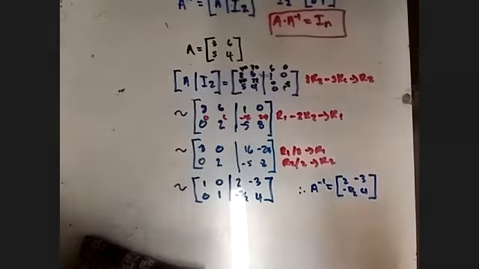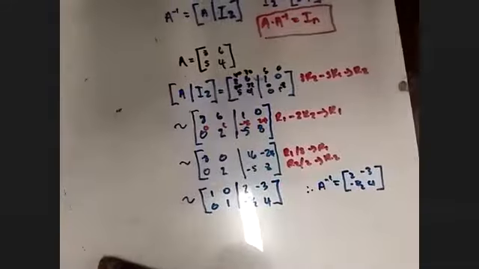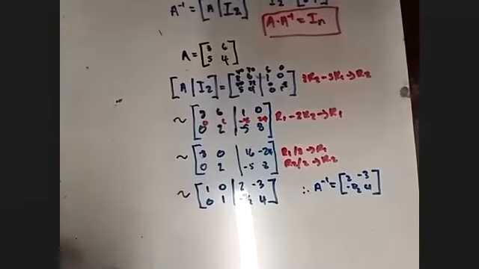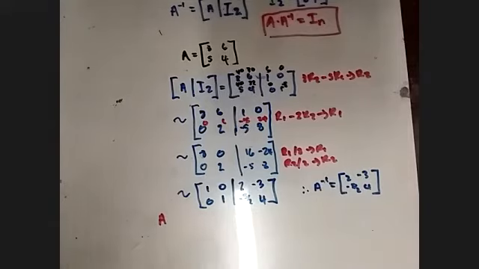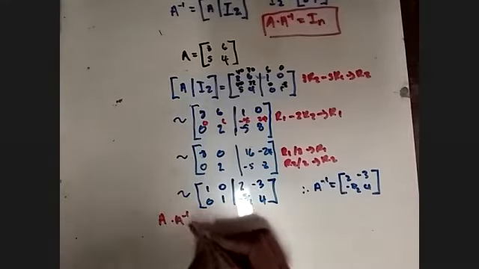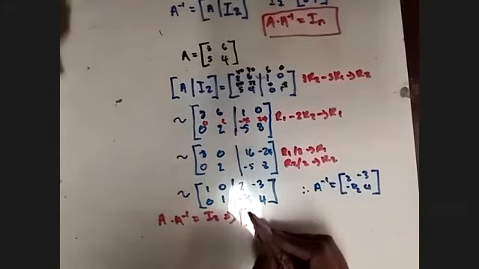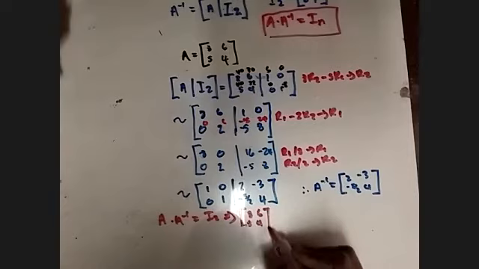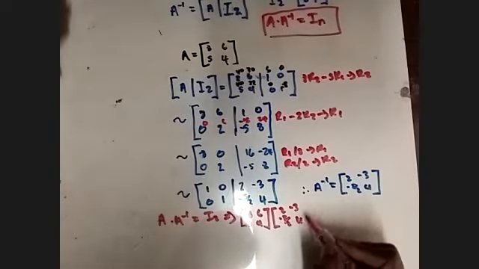Now let's check if this is true. Let us check if this is true. My camera just turned, this camera is not working. To check, we say A times A inverse should give us I2. A is given by 8, 6, 5, 4. A inverse is given by 2, negative 3, negative 5 over 2, and 4.